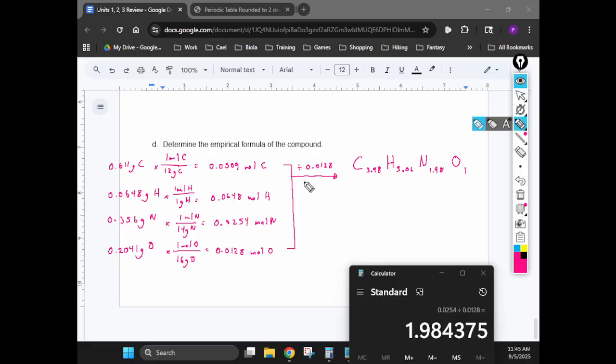And then what you do is divide by the smallest number, which is the 0.0128, and that'll give you these values around here for each of the elements. Now, if you notice, luckily they are all very close to a whole number, right? So that means that the empirical formula is going to be C4H5N2O, and that is your empirical formula. And that is it, guys. Congratulations. That is the end of the review for units 1, 2, and 3.